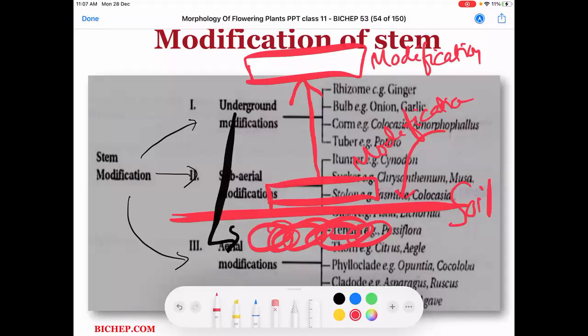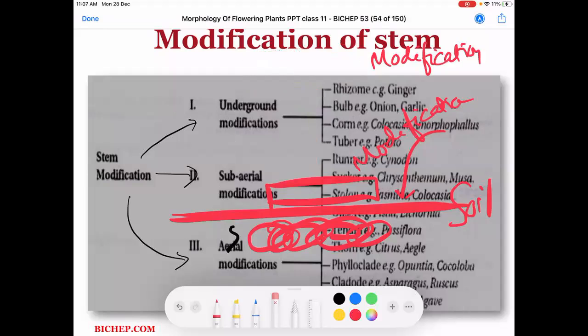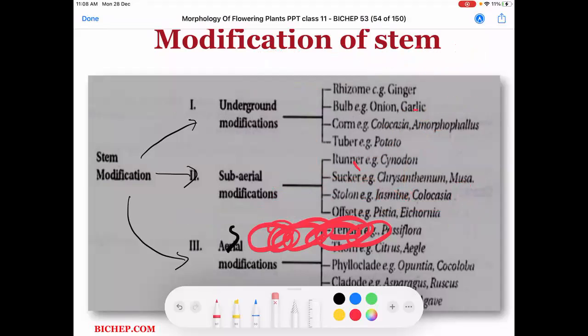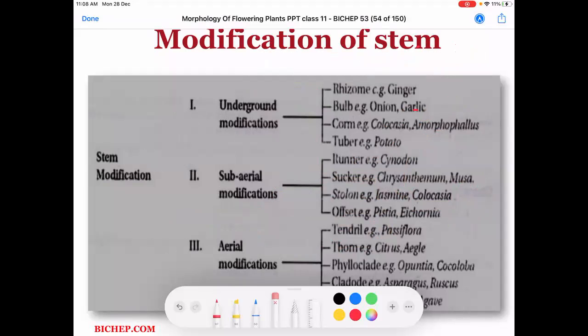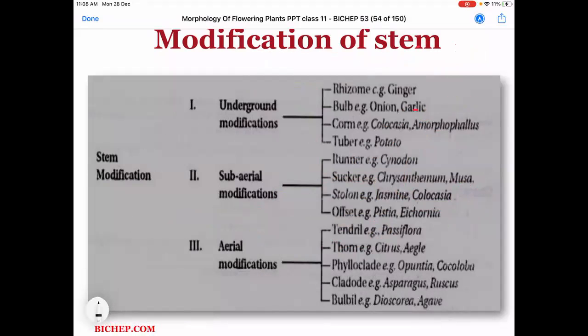So, are you really clear with these three types of modification: aerial, subaerial, and underground? Yes or no? Unmute and ask the question if you have a doubt. Otherwise, I'm going further ahead.